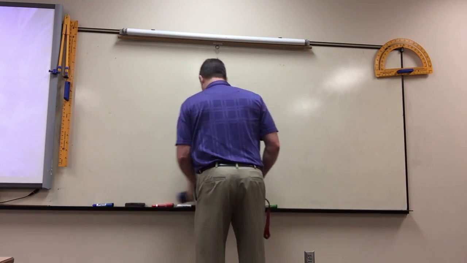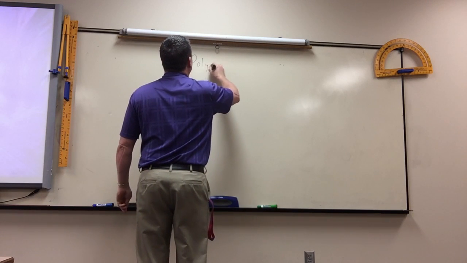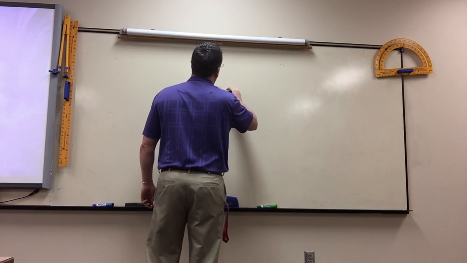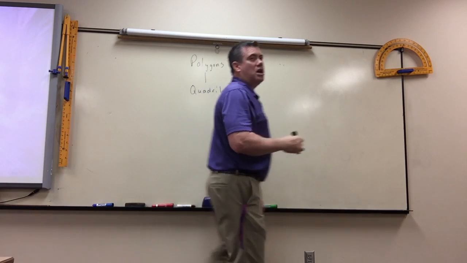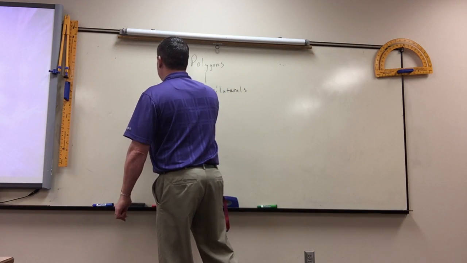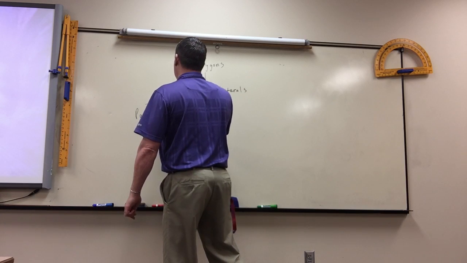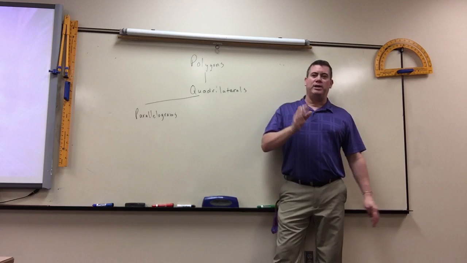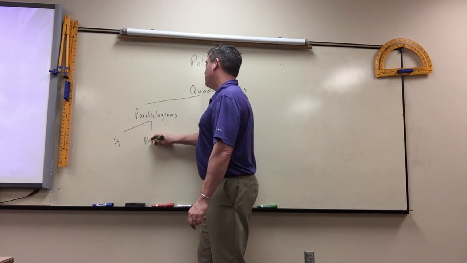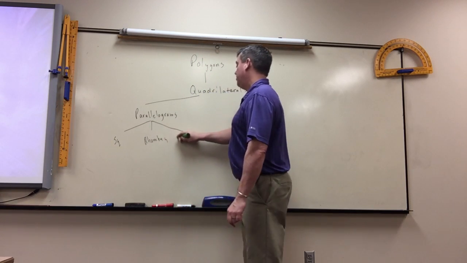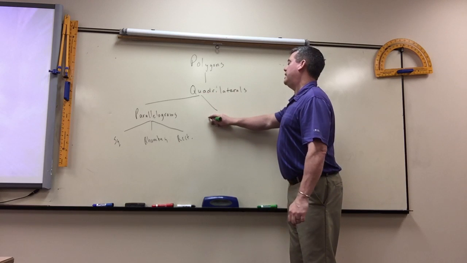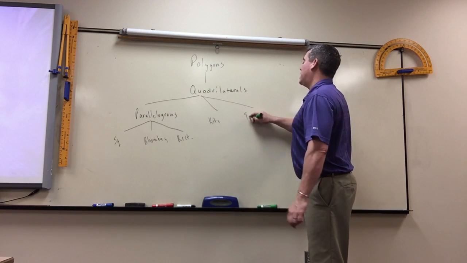Okay, then of the polygons, what we're doing is the quadrilaterals. So, the quadrilaterals, we've got the special types, parallelograms, and there are 3 special parallelograms: the square, rhombus, and rectangle. And then the other 2 that are special quadrilaterals are a kite and a trapezoid.